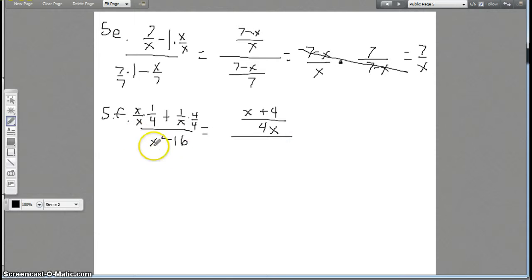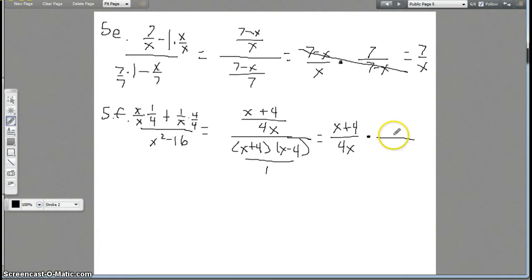Our denominator is x squared minus 16. I'm going to go ahead and factor that to x plus 4 times x minus 4. It may not look like we have two fractions that are being divided, but we can look at this denominator as being a fraction over 1. So we write down our numerator, x plus 4 over 4x, change our fraction bar to a times, and write our denominator flipped, 1 over x plus 4 times x minus 4.